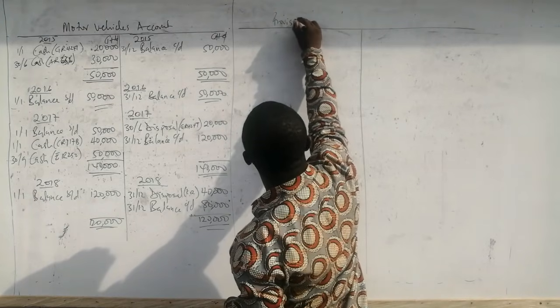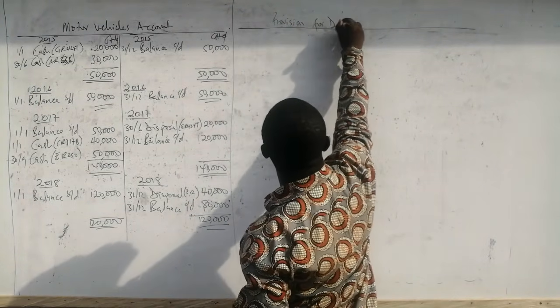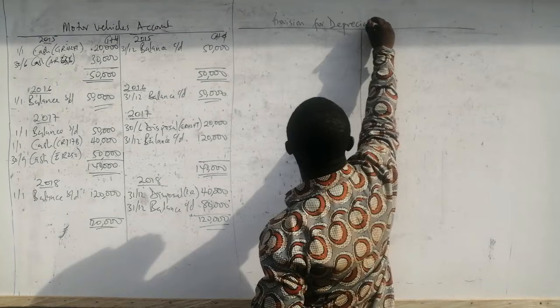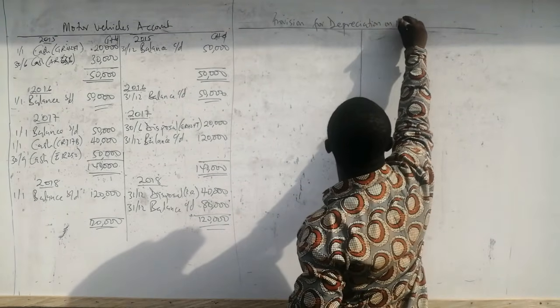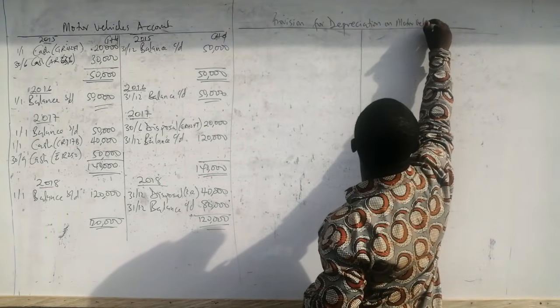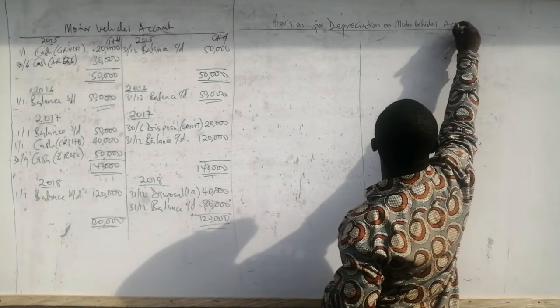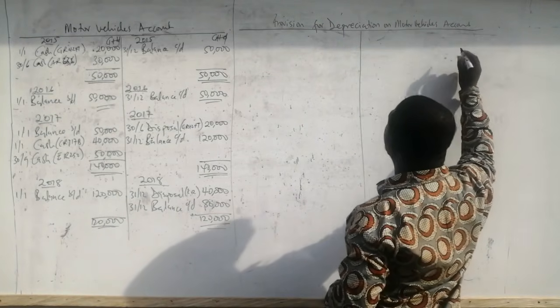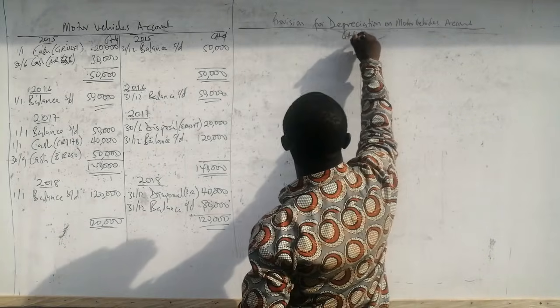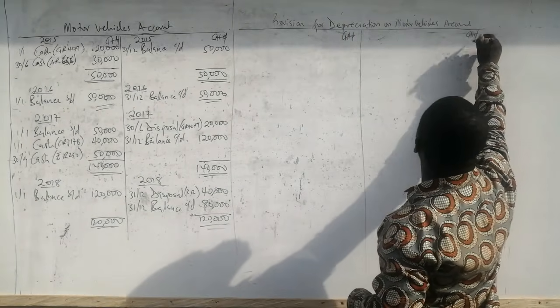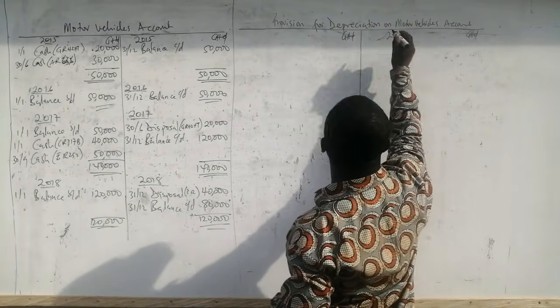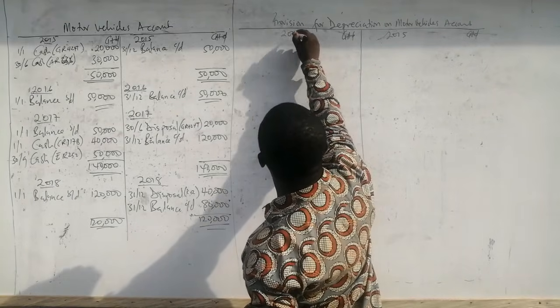Provision for depreciation on motor vehicles account. So bring your currency sign as usual, and then we are going to prepare year after year. So we begin with the first year, 2015.